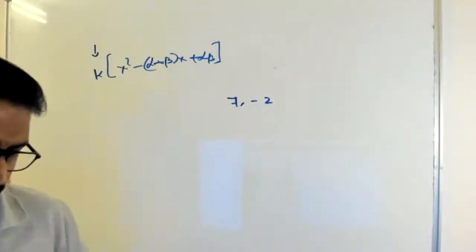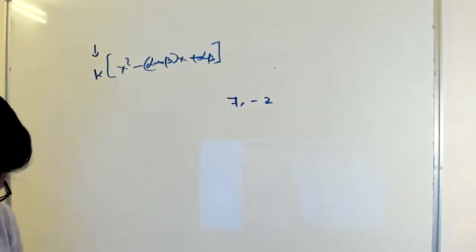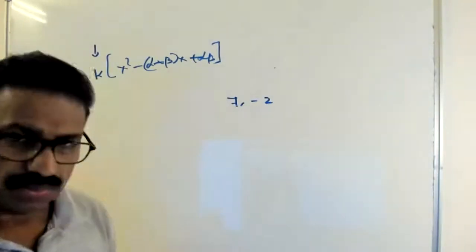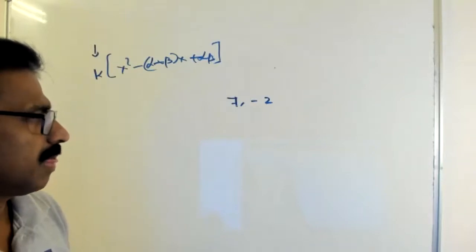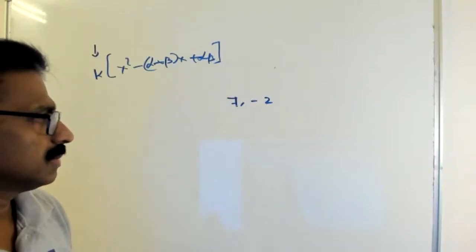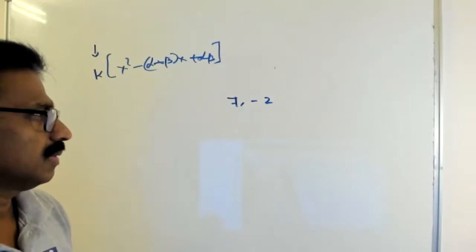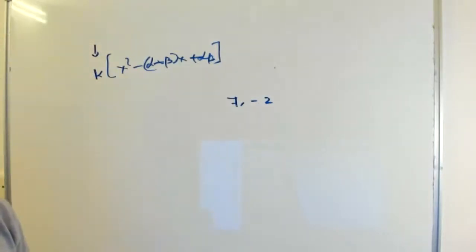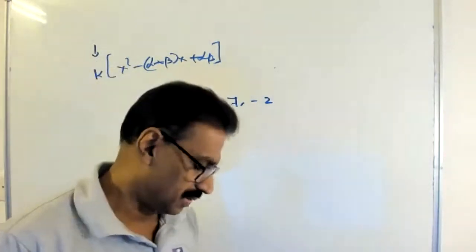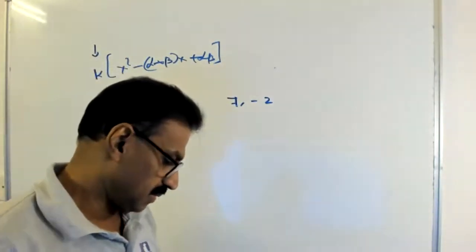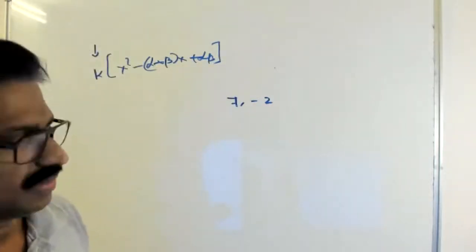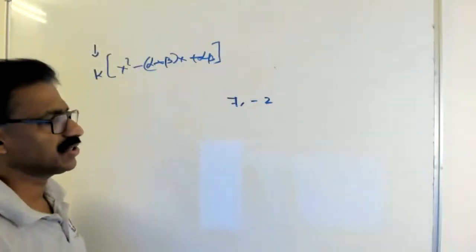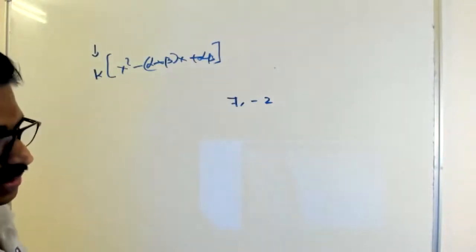Ashwant. Yes, sir. X square minus 5... plus minus 14. Tell me again, x square minus, then after that what? X square minus 5x. Minus 5x, sorry. Minus 5x. X square minus 5x, or plus 5x?